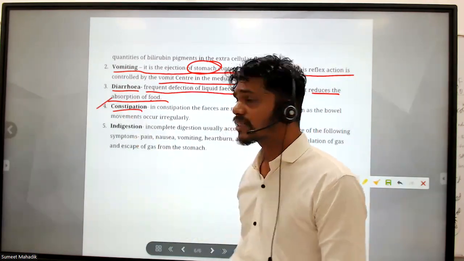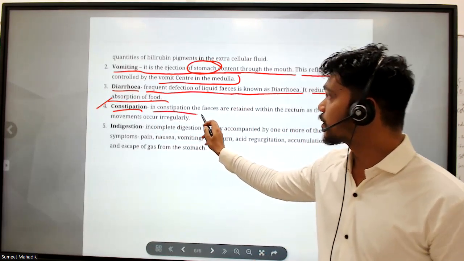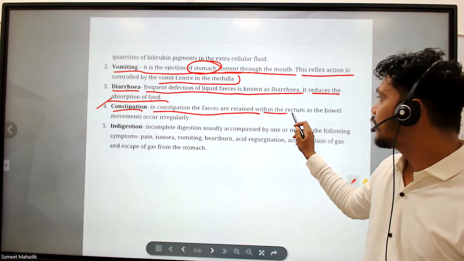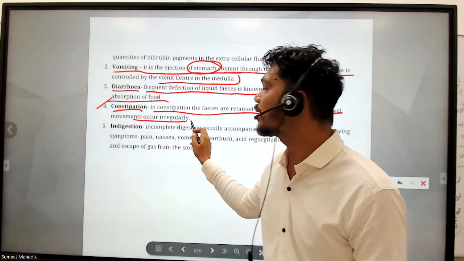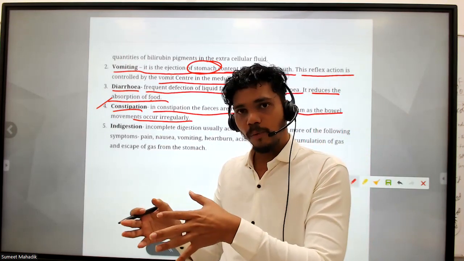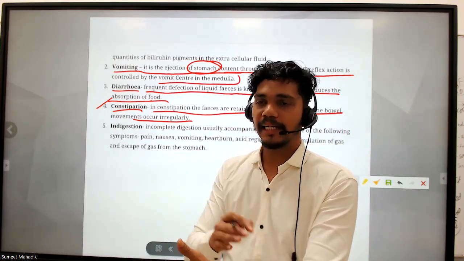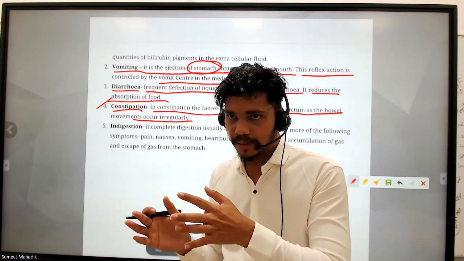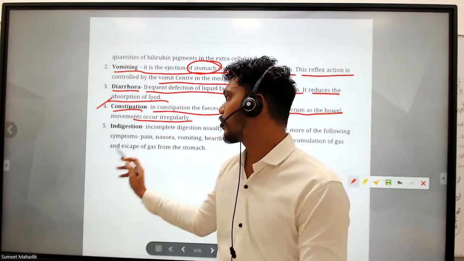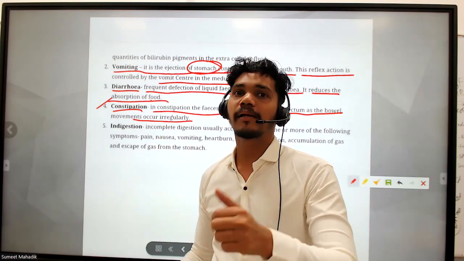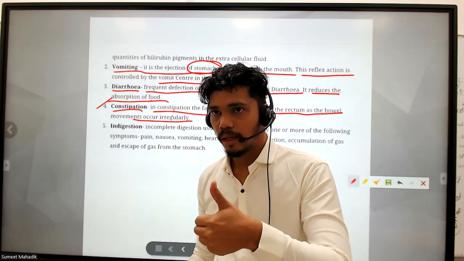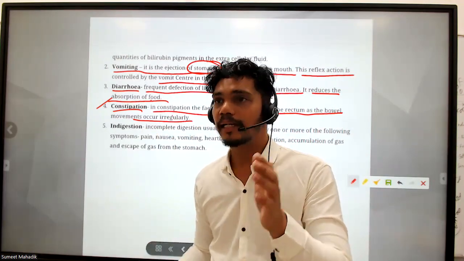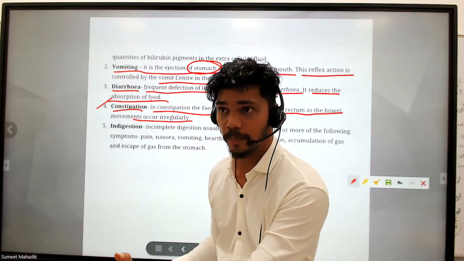Now constipation. What is constipation? The feces are retained. I told you, in the large intestine, feces are retained within the rectum as the bowel movements occur irregularly. Until then, what's going to happen? It becomes harder and harder because water is getting reabsorbed. So a hard mass is there. When you try to remove this hard mass from the body, there will definitely be formation of piles, because it's going to create cuts in the anus part, right?